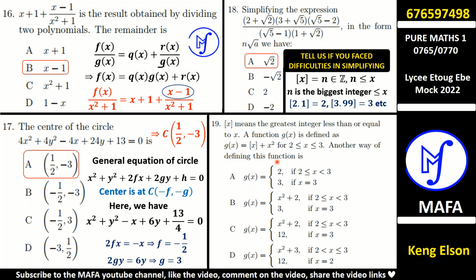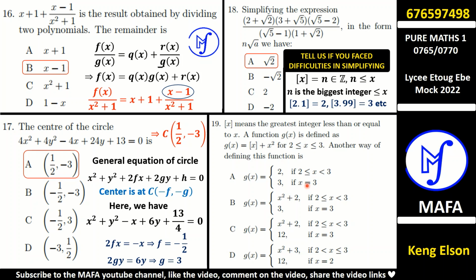Now let us come back to our equation. We need to get a new definition of the function g. We have the various options, so we are going to start by eliminating. Now we look at the options, we see that in all the options we have the second interval is if x equal to 3, then g of x is 3 for option A, g of x is 3 for option B, g of x is 12 for option C, and g of x is 12 for option D, and for option D x is equal to 2.